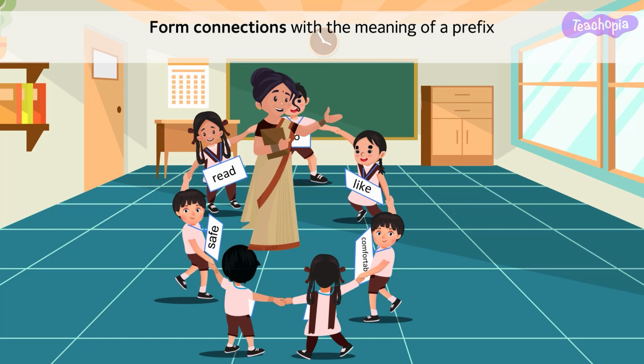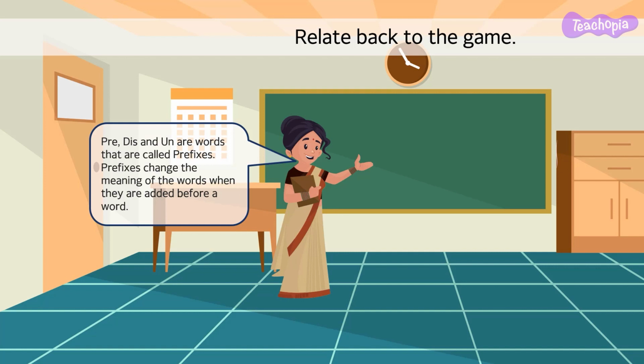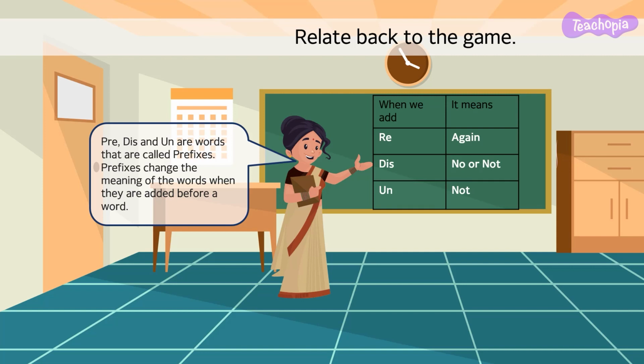This will help them form connections with the meaning and purpose of a prefix before they learn to combine it with a root word. Once they are familiar with actions, introduce prefixes by relating the meaning of the root words back to the game. Re, dis, and un are words that are called prefixes. Prefixes change the meaning of the words when they are added before a word. For example, the word re means do it again, or un means not.